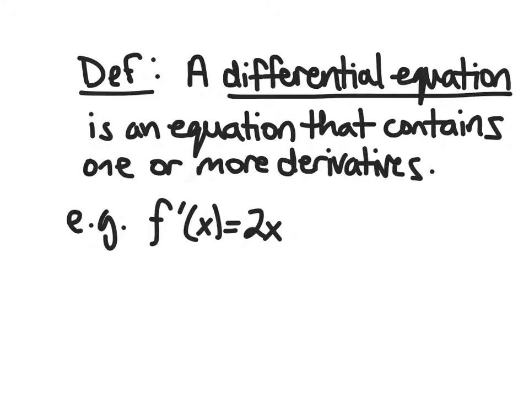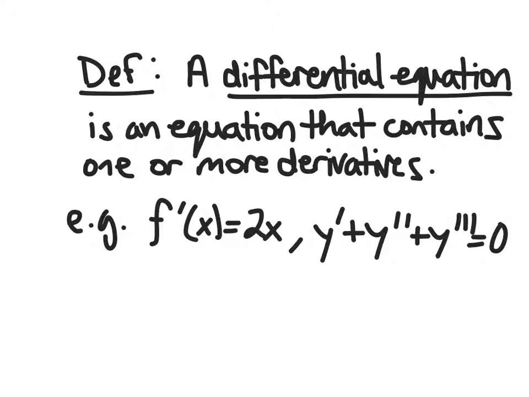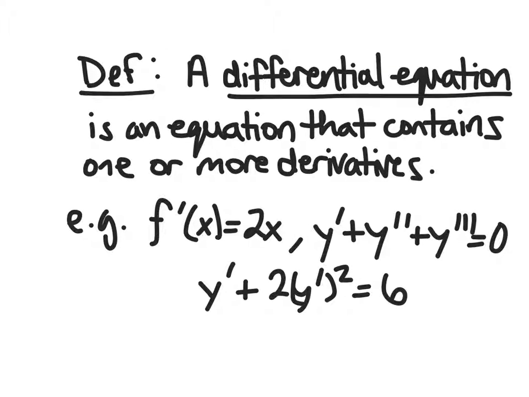One we're going to talk about more, and really have already seen, just not in this language or context, is f prime of x is 2x. You could see something like y prime plus y double prime plus y triple prime is 0, right? So it need not just be the first derivative. We can have many derivatives. This one goes up through the third derivative, while our first one only involves the first. You could have something like y prime plus 2 y prime squared equals 6. All of these are differential equations.